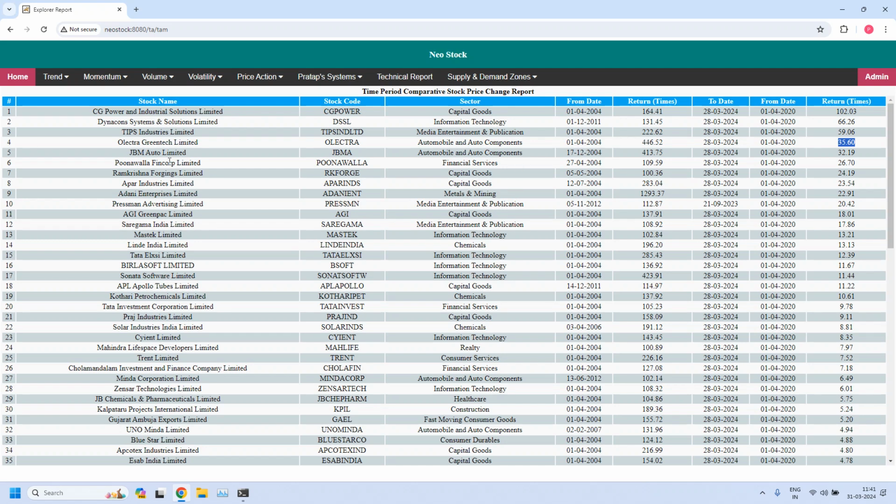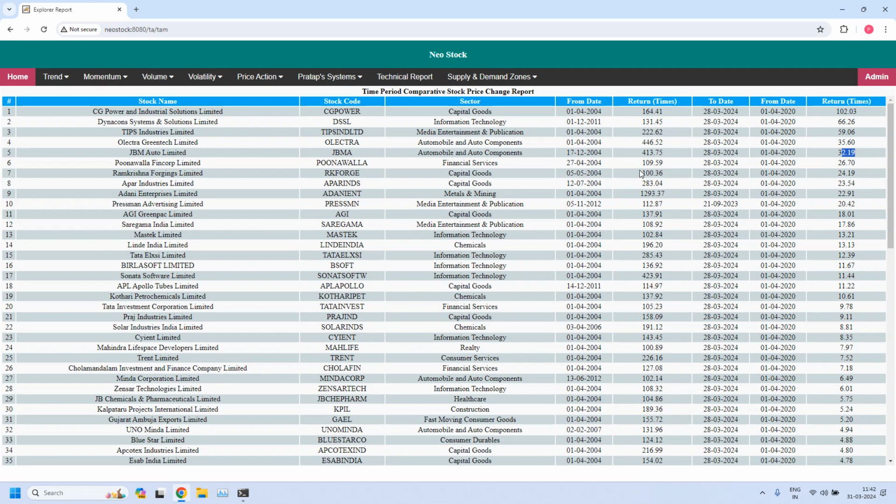Even the next one also, JBM Auto. This is also an automobile and auto components company. See, earlier it is 413 times profit and recently 32 times. So keep an eye on these two stocks. Don't blindly invest in these stocks. Study them. You have to check how good they are. Fundamentally also you need to study, or take some advice from advisors who are very good in fundamental analysis. If they say they are good stocks, then definitely you can plan, because consistently they are giving profits.